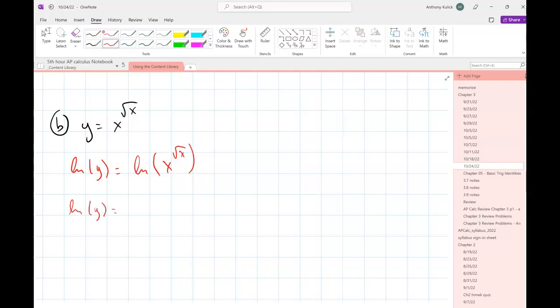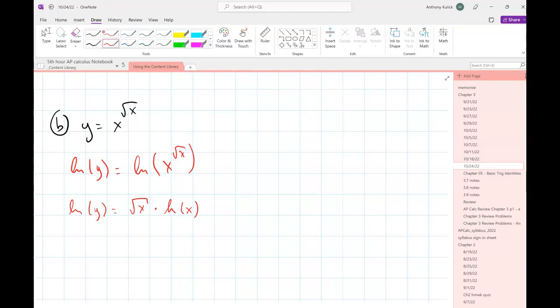I can then use the product or the power property, and now when we're ready to differentiate, I have two factors that are easily differentiable, right? Square root of x and natural log of x are both things I can handle pretty easily. So we'll take the derivative of both sides.